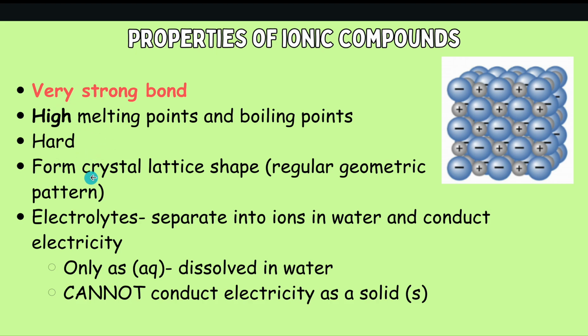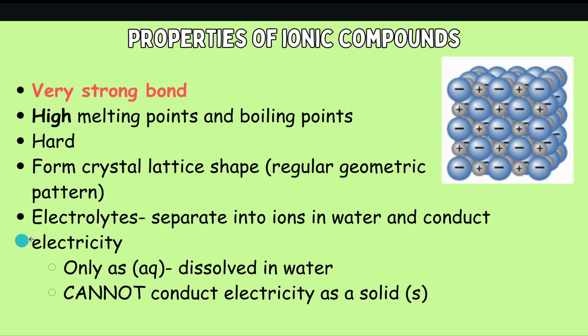Ionic compounds are also hard, and they form crystal lattice shapes or regular geometric patterns. So you can see that in this image here. Imagine that this gray positive ion is a sodium ion, Na+, and this blue negative ion is a chlorine ion, or a Cl-. A sodium and a chlorine ion aren't just going to be by themselves. It's not just going to be one and one. What they like to do is create this geometric structure or lattice shape where a whole bunch of them group together by electrostatic forces. And these are very, very strong.